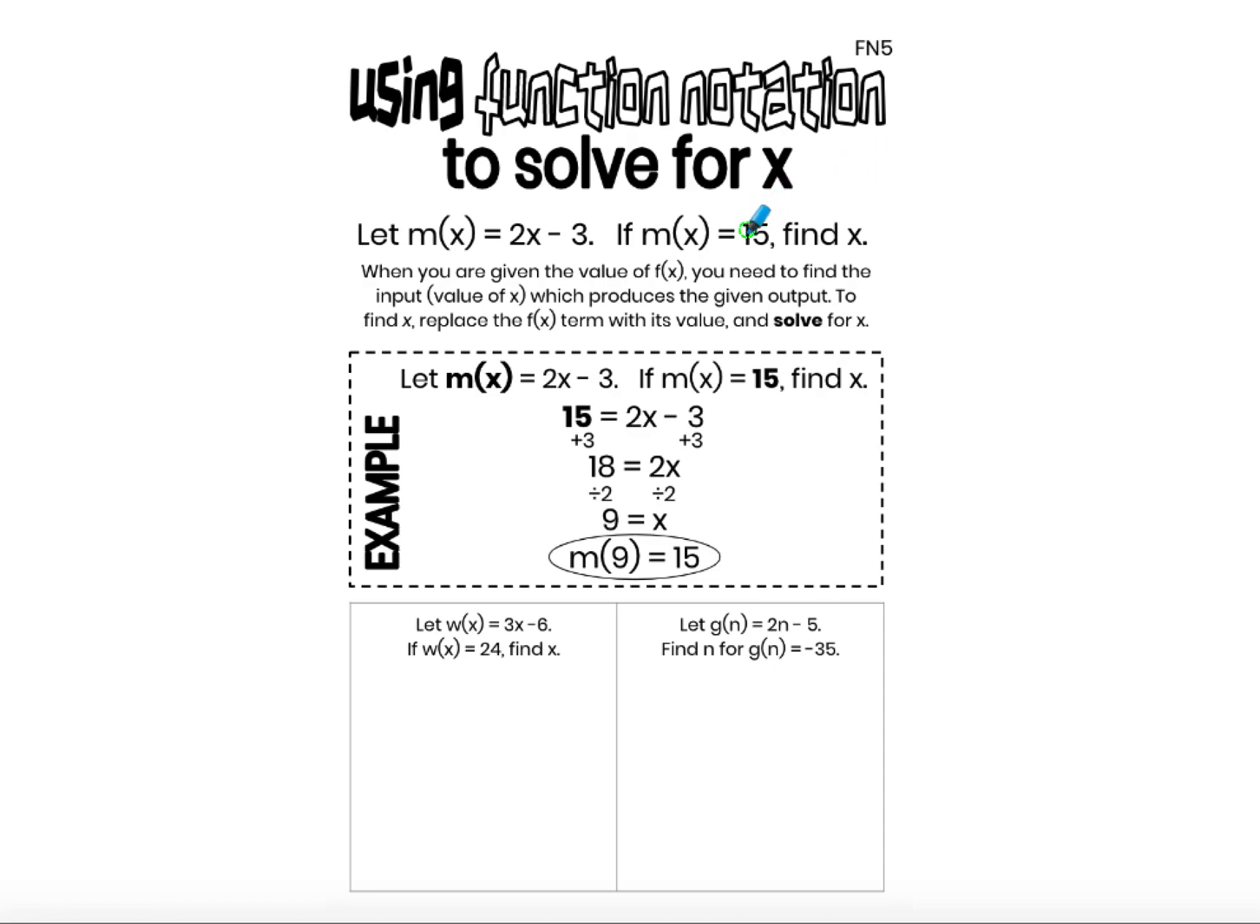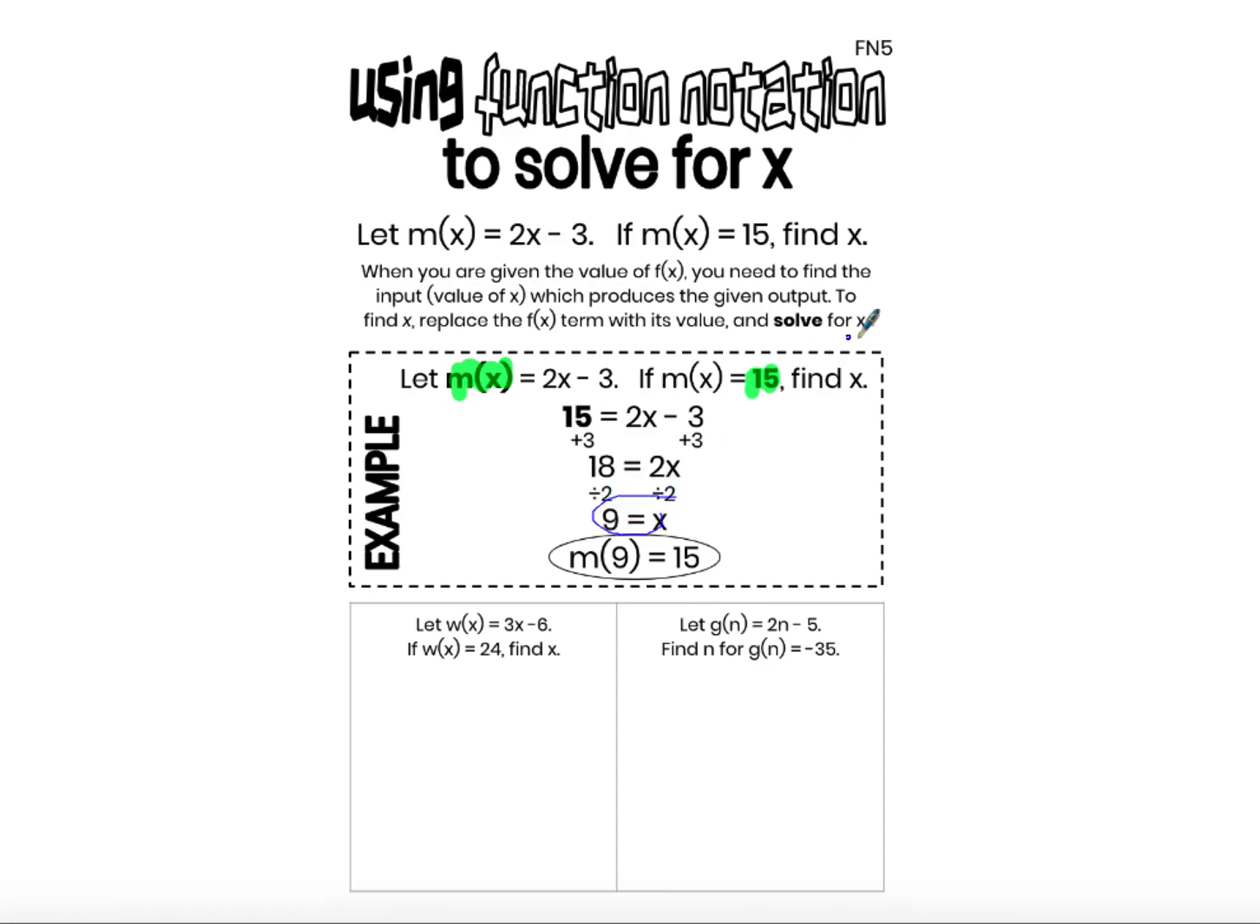We're being given the value of the output, m of x, and we're being asked to replace the output in the function rule with that number and then to solve for x. So in this case, m of x, my function rule, equals 2x minus 3, and I'm being told my output is 15. So I replace m of x with 15, and I know that 15 equals 2x minus 3, and I just use inverse operations, adding 3 to both sides and then dividing both sides by 2 to find that my input is 9. So this is a perfectly fine final answer.